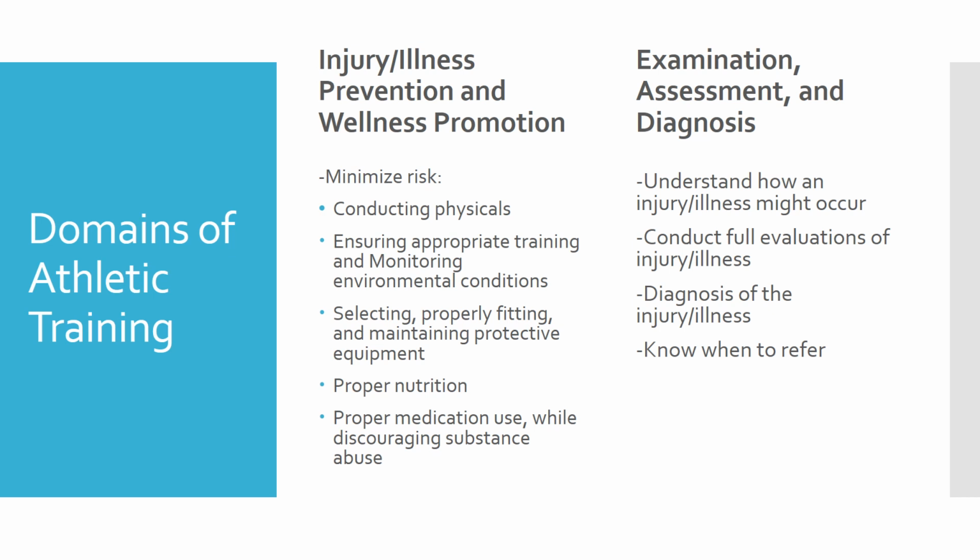The first domain, injury and illness prevention and wellness promotion, can be considered the primary responsibility. The athletic trainer is tasked with the responsibility of minimizing risk as much as possible. This can encompass conducting physicals, ensuring appropriate training and monitoring environmental conditions, selecting, properly fitting, and maintaining protective equipment, proper nutrition, proper medication use, while discouraging substance abuse.